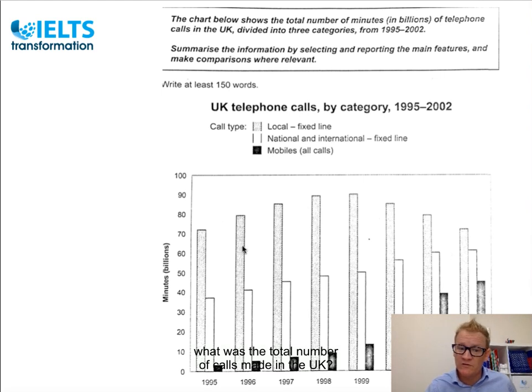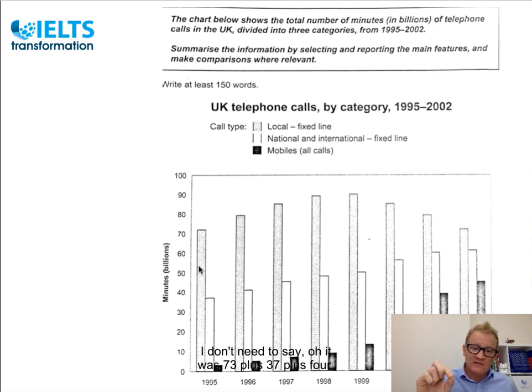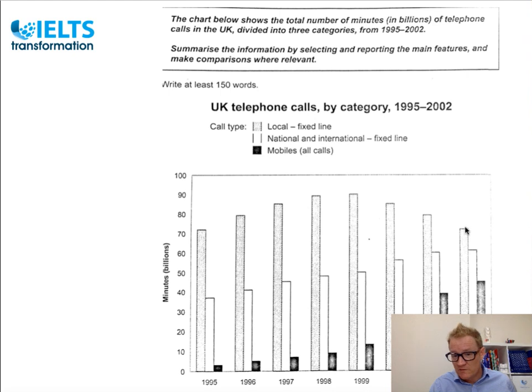What was the total number of calls made in the UK? So in 1995, it was, what's that, roughly 110 billion minutes. And you don't need to be precise. I don't need to say it was 73 plus 37 plus 4. Approximately, roughly, nearly is good enough. Okay. But then compare that. So it's about 110 billion compared to 70 plus about 60 plus about, so about 170 or 180.